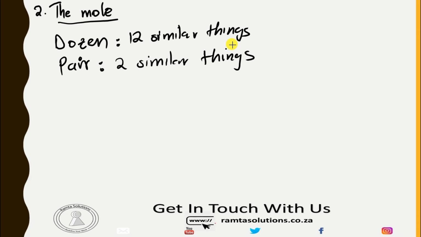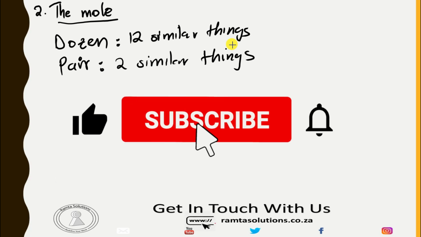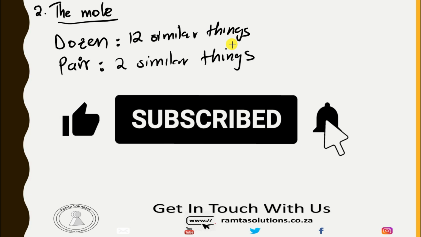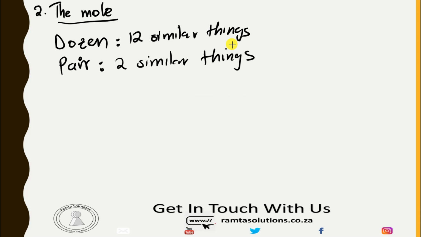So now, because we are scientists, of course we are. Don't worry, guys. Even in high school, you are still a scientist. All right. So because we are budding scientists, we will say, now, what is a mole? A mole, I think we should also call it a unit. It's also a unit.